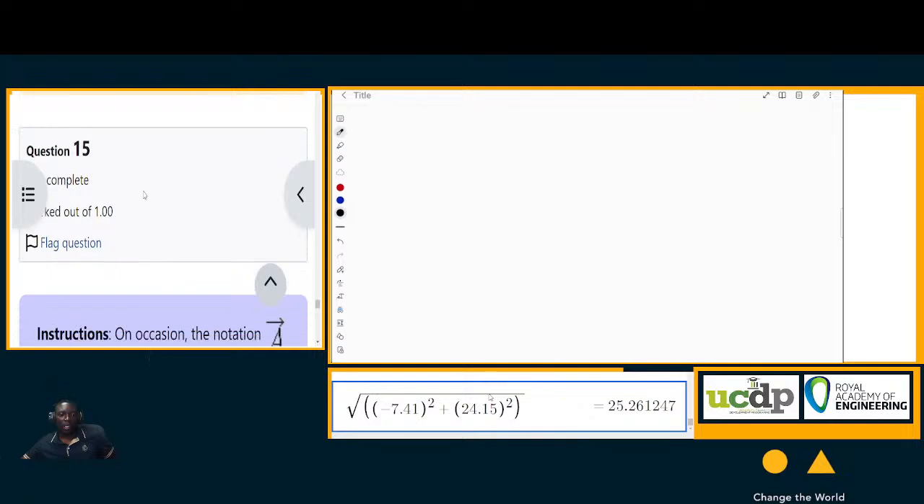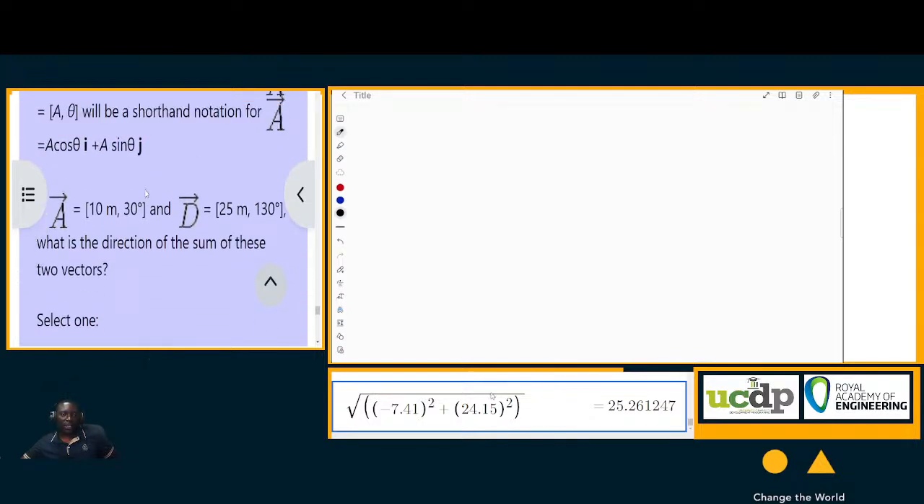Okay, good. So question 15. Question 15 says, what is the direction of the sum of these two vectors A and D, where A has a magnitude of 10 meters at 30 degrees and D has a magnitude of 25 meters at 130 degrees. So it's almost the same question, similar to the questions that we've been looking at. So can you give us the direction of the sum of these two? This one is not magnitude. Take note, the question says what is the direction. So we want the direction of the sum of these two vectors. What is that direction?